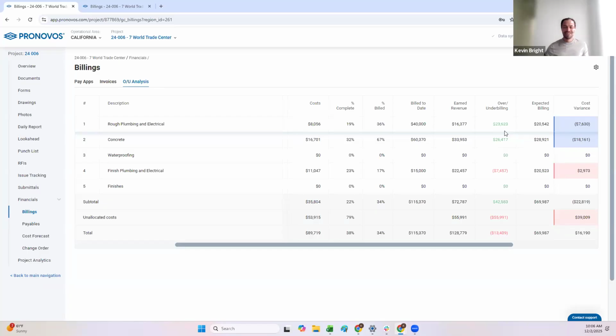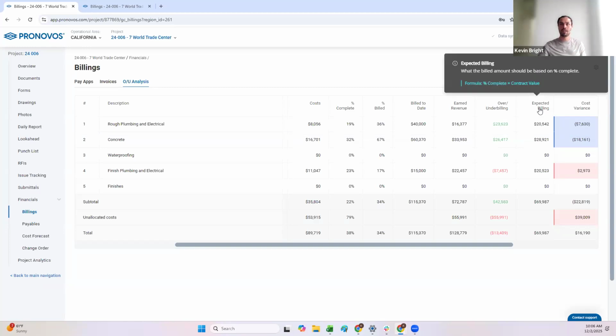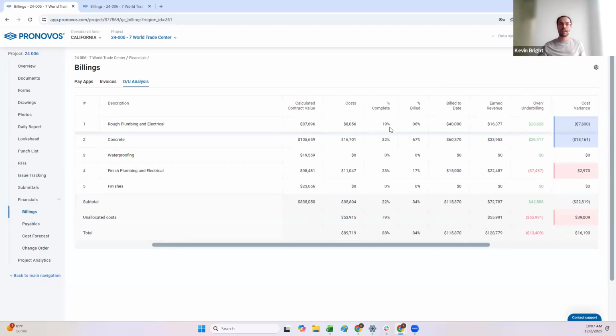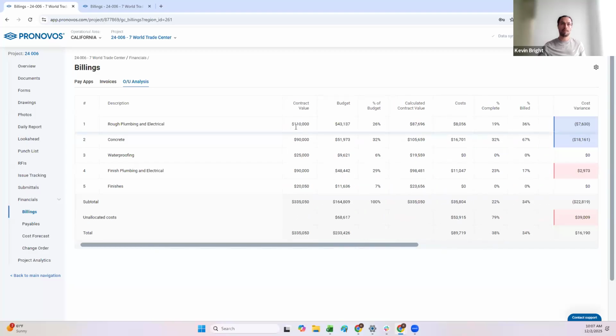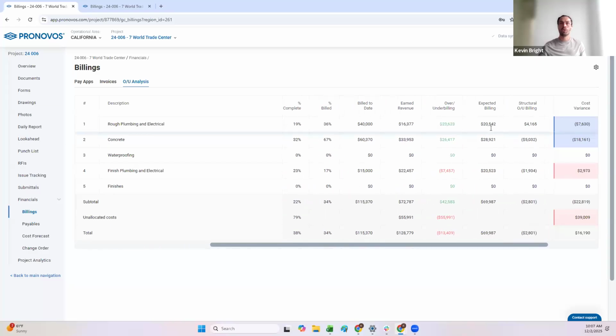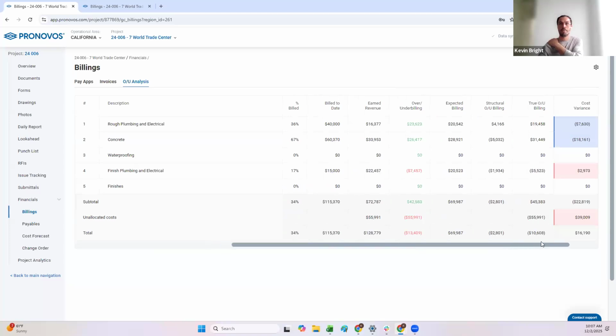Yep. So what is the expected billing while we're over here? Yeah, so this is where it starts to get a little bit more in depth. So if I look at my expected billing calculation here, what I'm basically doing is taking my percent complete and multiplying it by my contract value. So it's basically saying, okay, if I'm actually only 19% complete on this line item, if I only billed 19% of the $110,000, what would my billing be? So it's only $20,542. So that would basically be what my expected billing on this project is.